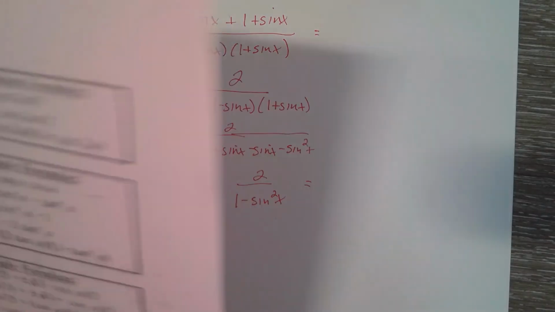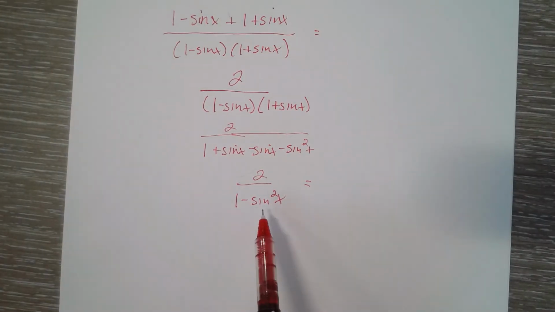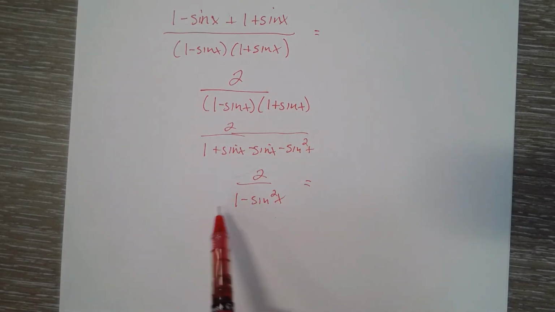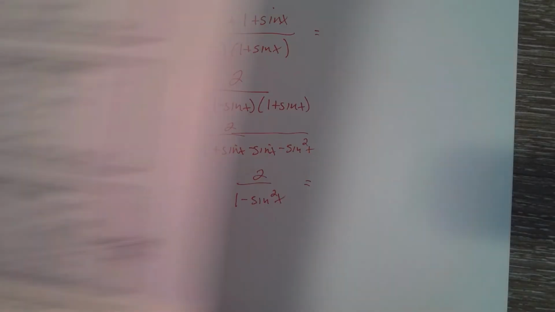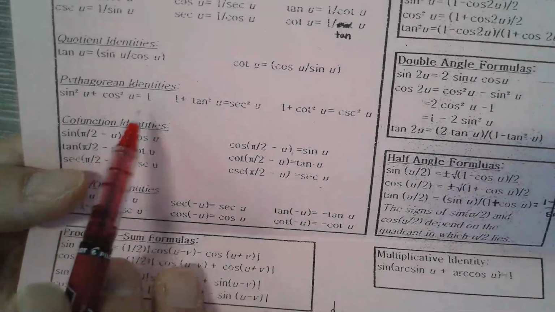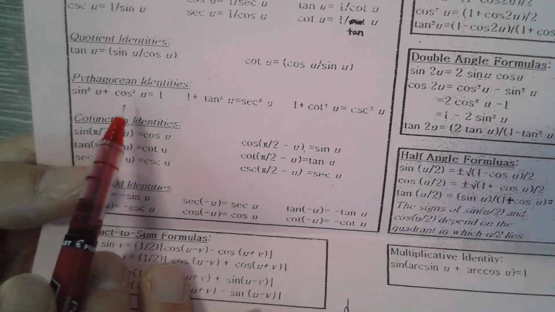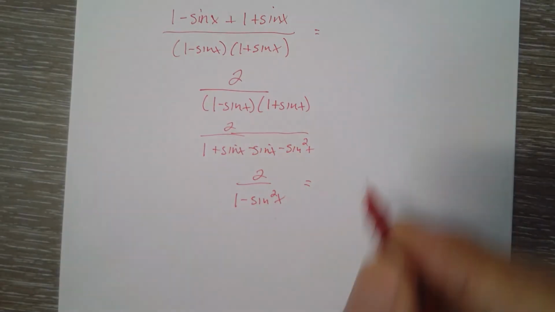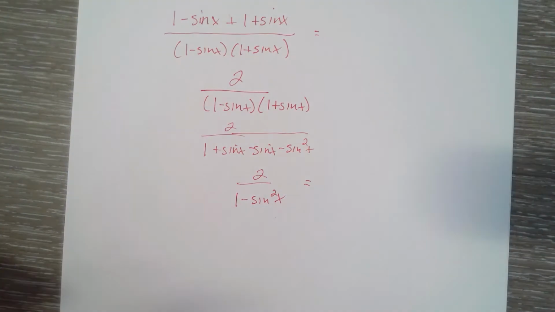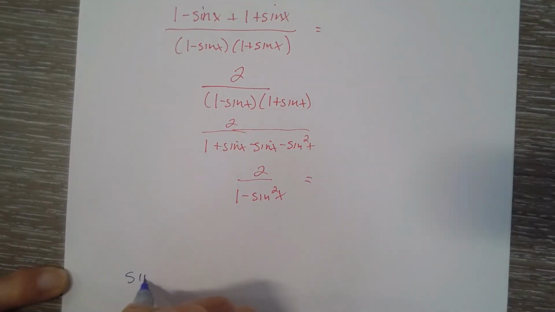And 1 minus sine squared. Anytime you see some trig functions being squared, combined with a 1 in them, look to the Pythagorean identities. There are 3 of them. Pythagorean identities are right here. So here's sine squared plus cosine squared equals 1. So we know that sine squared of something plus cosine squared of something equals 1.